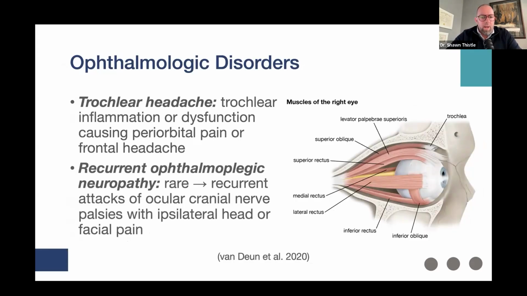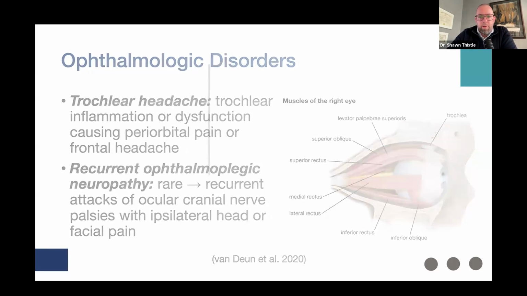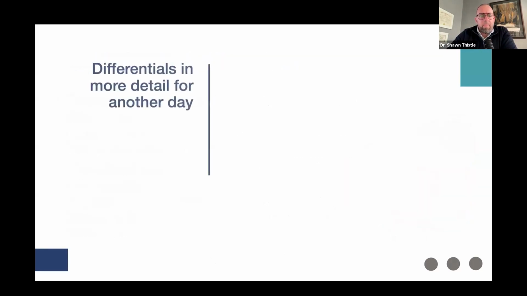And you can also have recurrent ophthalmoplegic neuropathy. This is rare, but they get recurrent attacks of ocular cranial nerve palsies with ipsilateral head or facial pain. So that means pain on one side with a palsy of the eye movement muscles, which again, in a chiropractic clinical environment should be more than enough to trigger an emergent referral for them.